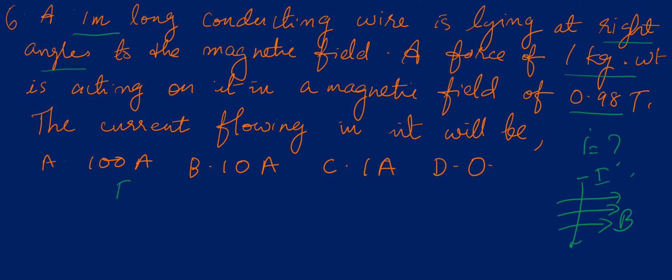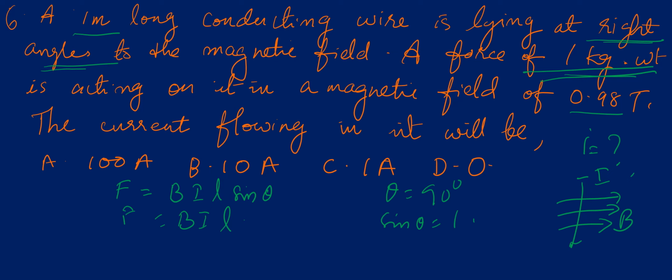So, force acting on a conductor in a magnetic field is BIL sine theta. Here it is at right angle to the magnetic field, that means theta equals 90 degrees, or sine theta equals 1. So we can write F equals BIL, and it is given that a force of 1 kilogram weight is acting on it. So the equation for force is mg. We can write mg equals BIL, and m is given as 1 kilogram.